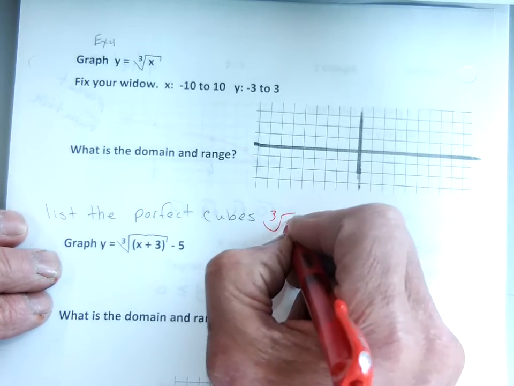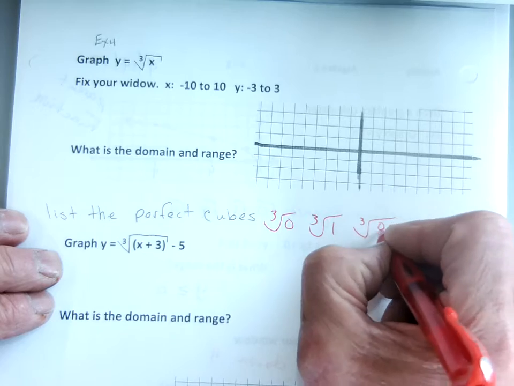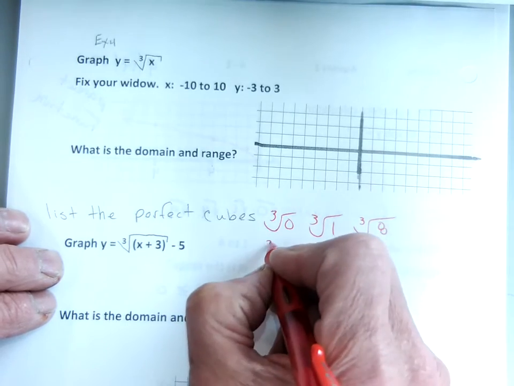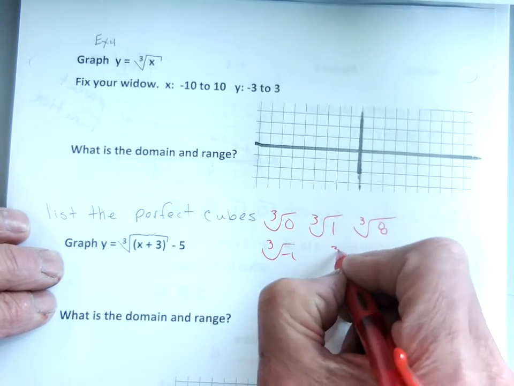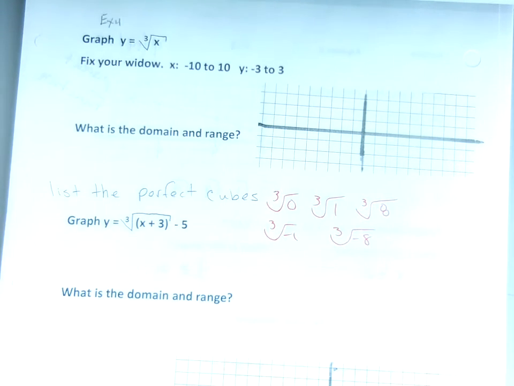Cube root of 0, cube root of 1, cube root of 8. I can also do the cube root of negative 1, cube root of negative 8. Okay, I'm just going to write those down. So these are the cube roots that are perfect cube roots.